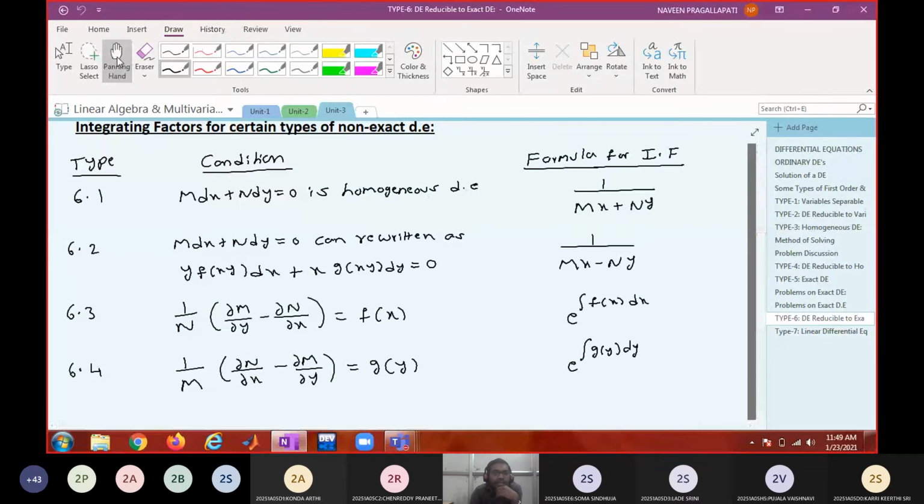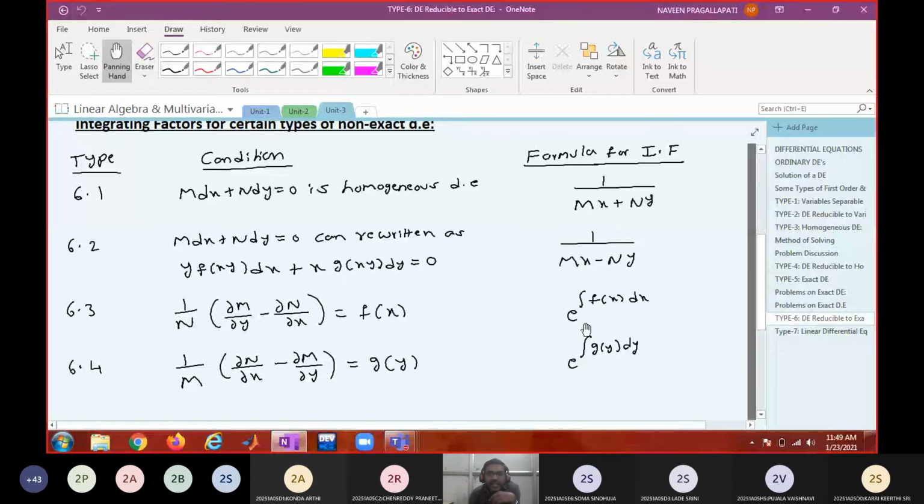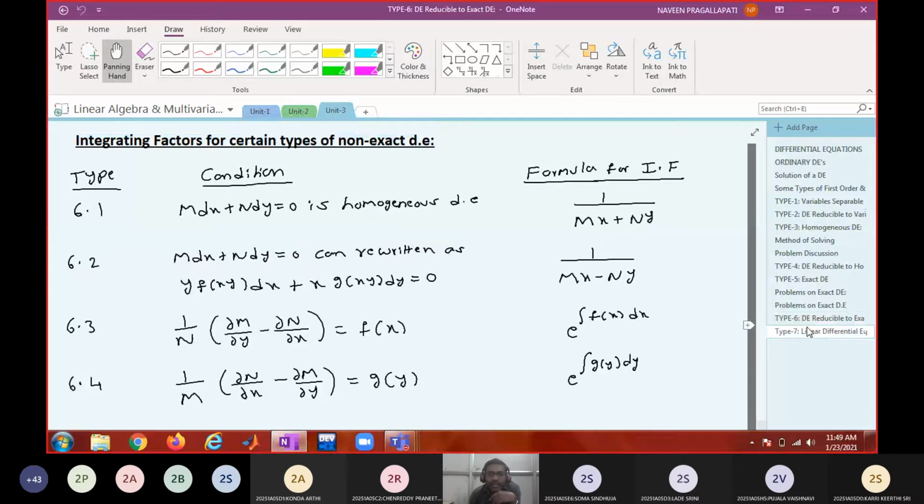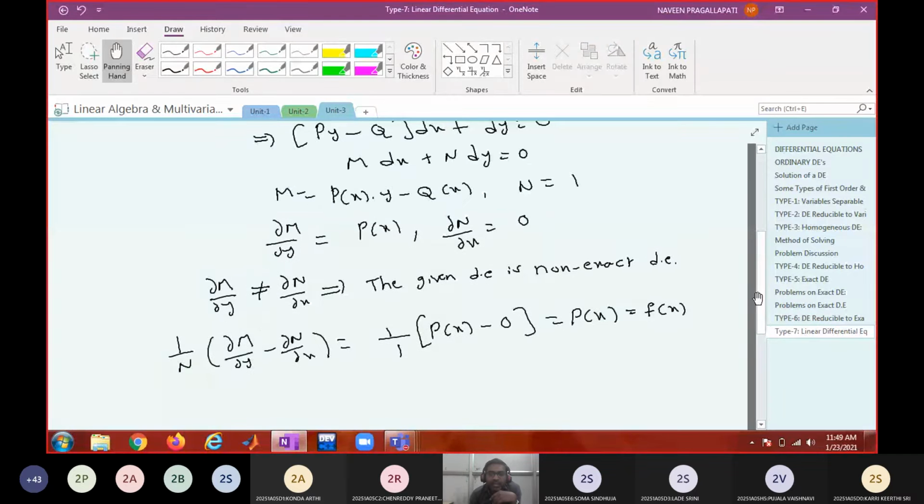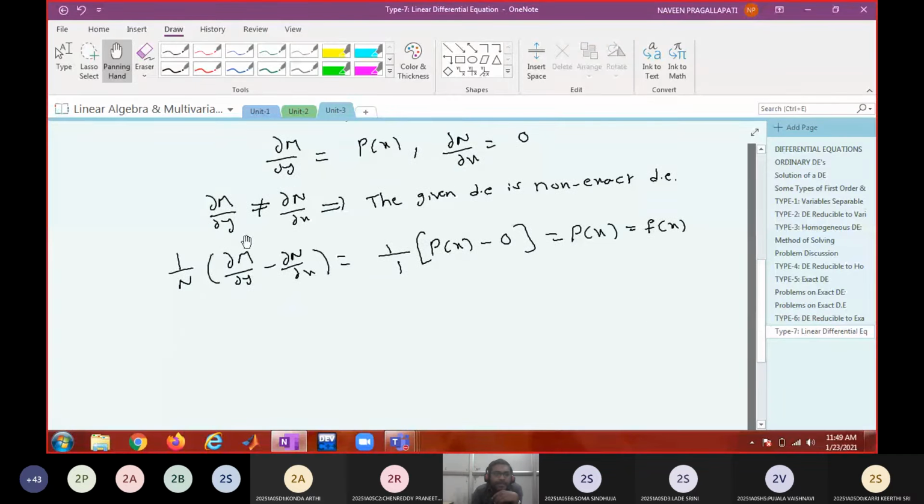According to the previous condition, if the output is purely a function of x, then the integrating factor is e power integral f of x dx. Now we are getting purely a function of x, therefore what will be the integrating factor? Therefore the integrating factor is e power integral f of x dx, which is equal to e power integral p of x dx.